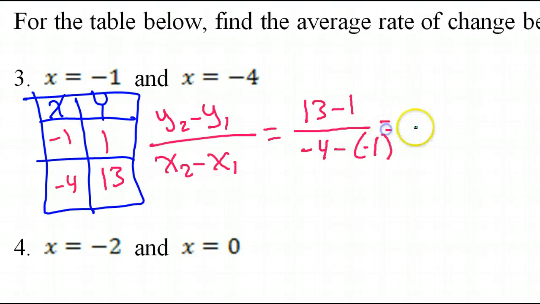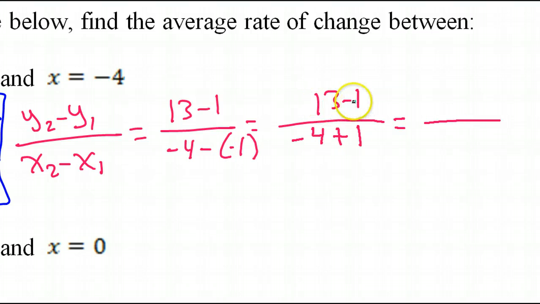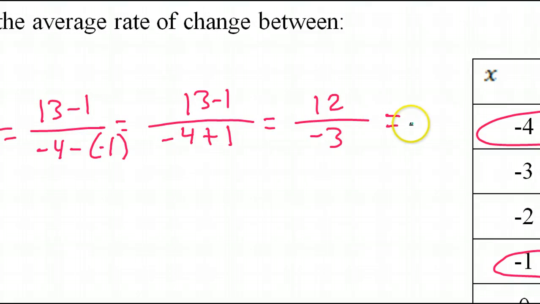Okay? Now, I'm going to do this one by hand and the calculator. By hand, I'm thinking, okay, 13 minus 1, that's 12. In fact, hold on, let me save that for the next step. All right, I've got 13 minus 1. But look, right here, minus and negative is the same thing as plus. So this is what I have. I've got 13 minus 1, and I've got negative 4 plus 1. Okay? 13 minus 1, that's 12. Negative 4 plus 1, that's negative 3. So that is going to give me negative 4 for the rate of change.